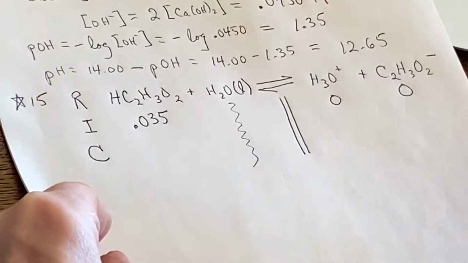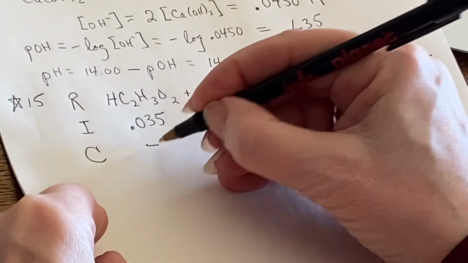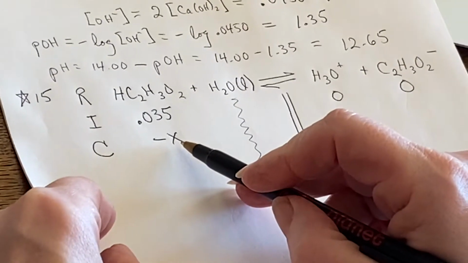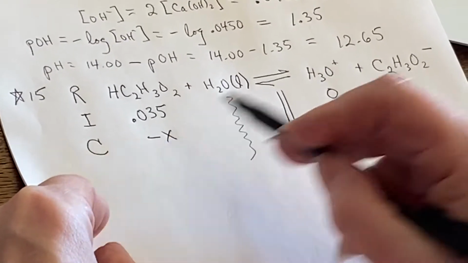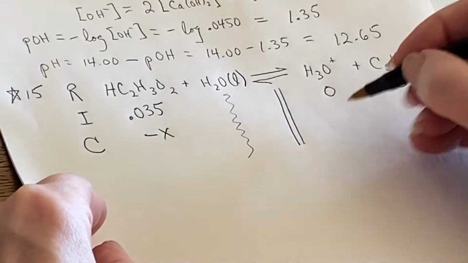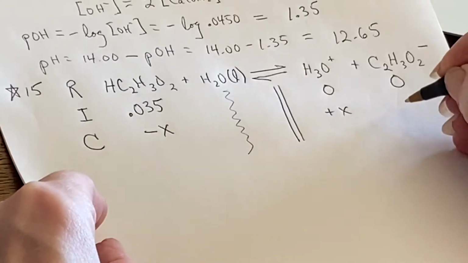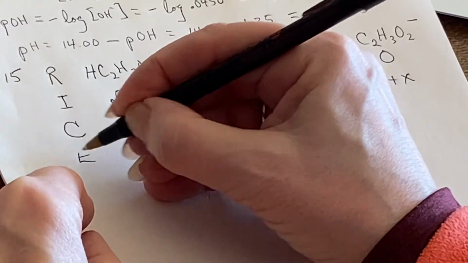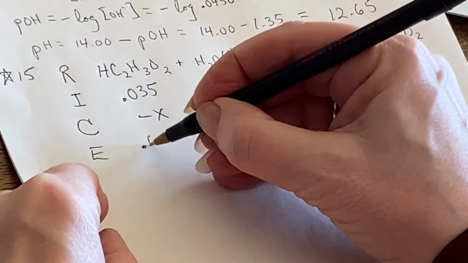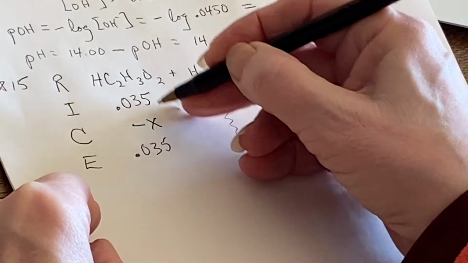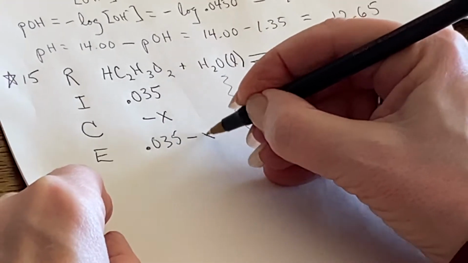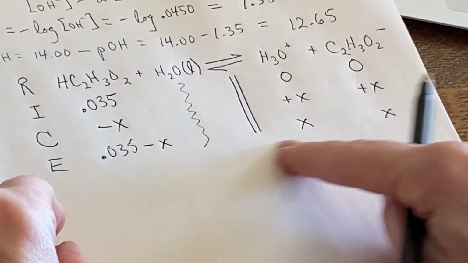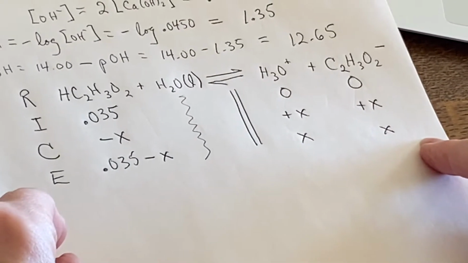C for change. Well, some of it's going to fall apart. I don't know how much, therefore X. When it falls apart, it's going to come into existence over here. So these both become plus X. And at equilibrium, we will have these two things added together. So at equilibrium, we see this.